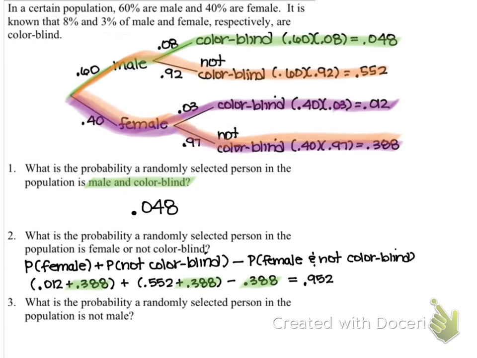Okay, last question. It's the probability a randomly selected person in the population is not male. Okay, so probability of not male. I'm going to go ahead and use that complement. So that would be 1 minus the probability of male. Well, if I take a look back at the original part of this question, I'll go ahead and highlight this in red. We know that 60% are male. So we would do 1 minus the probability of male, which would be 0.60 or 60%. And if I subtract that, that would give me 0.40.